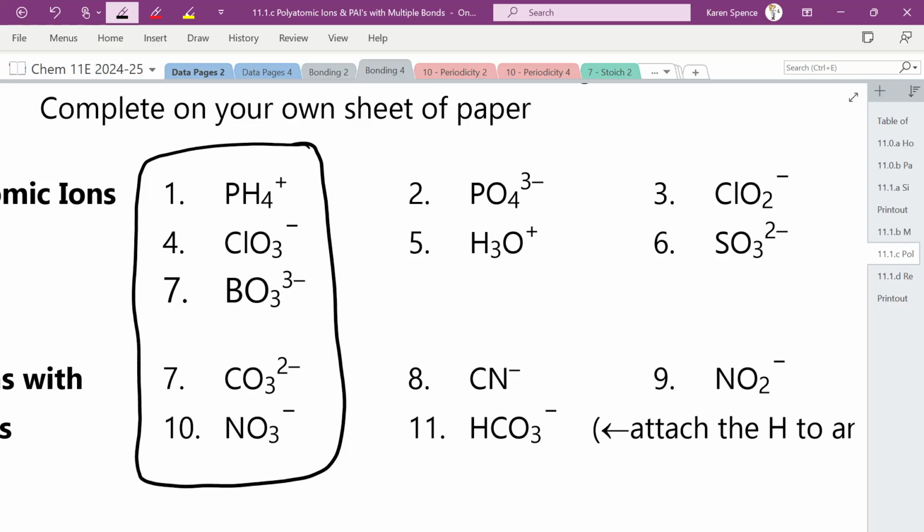Like here, first, second, third, fourth.